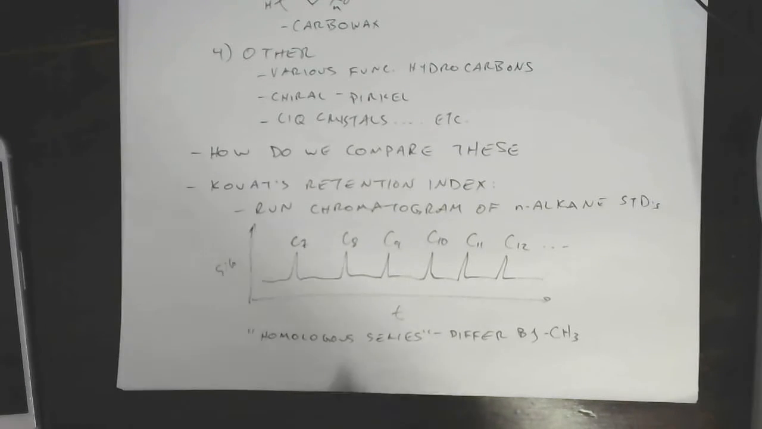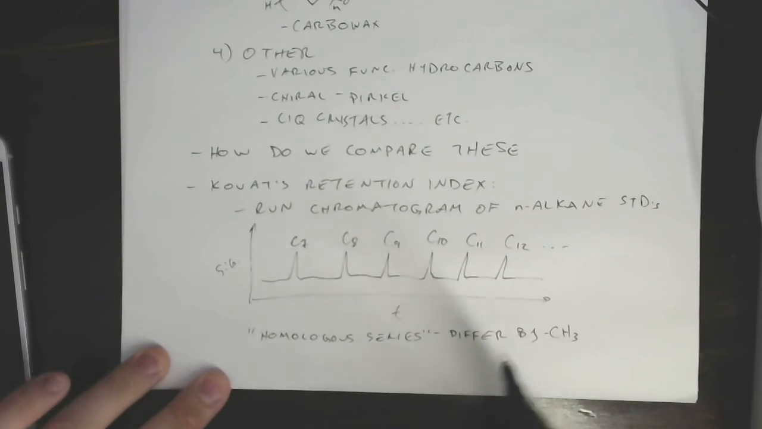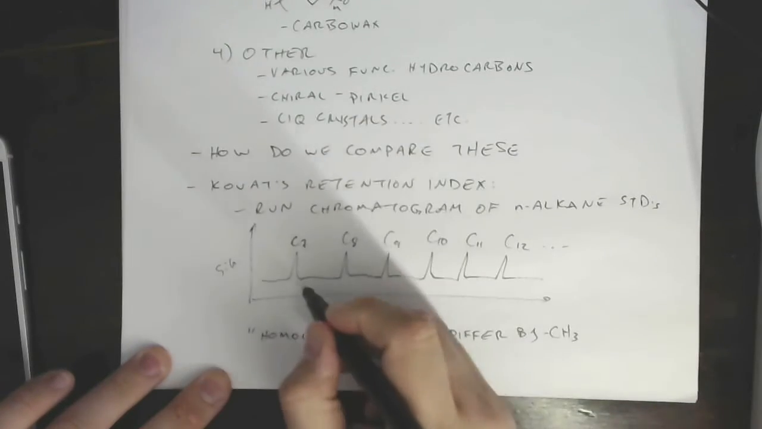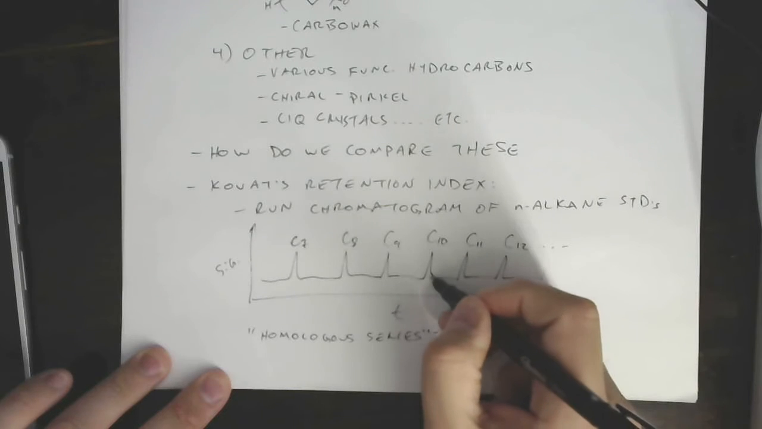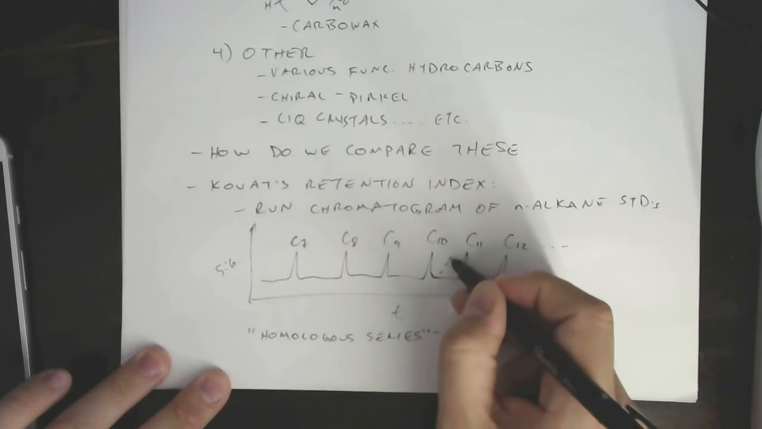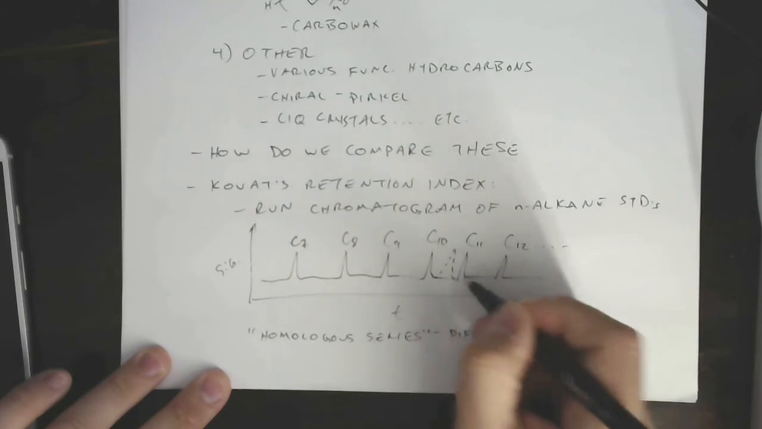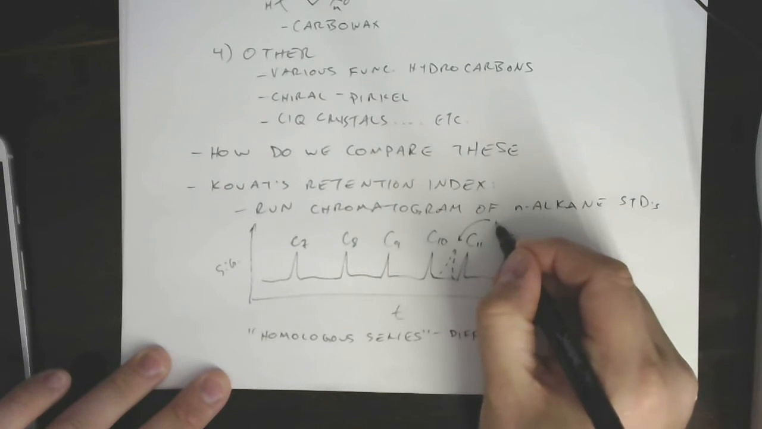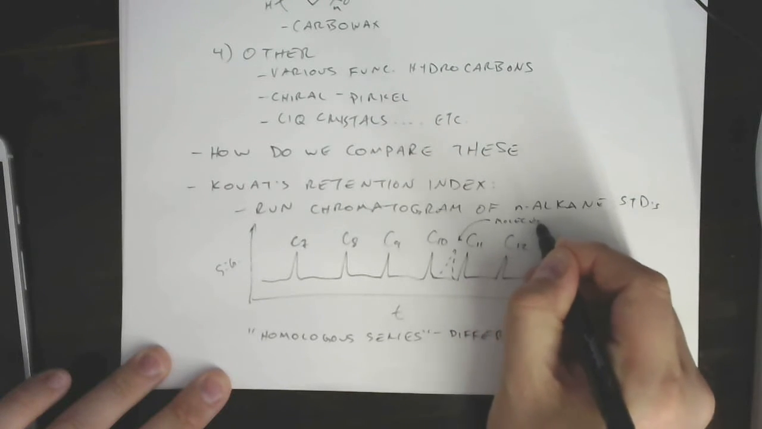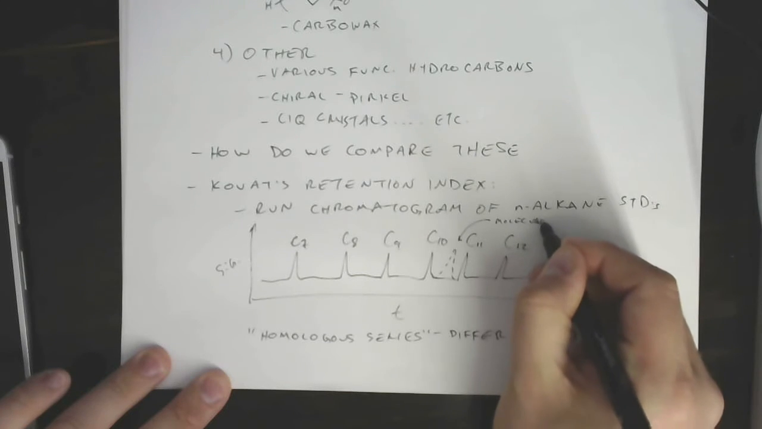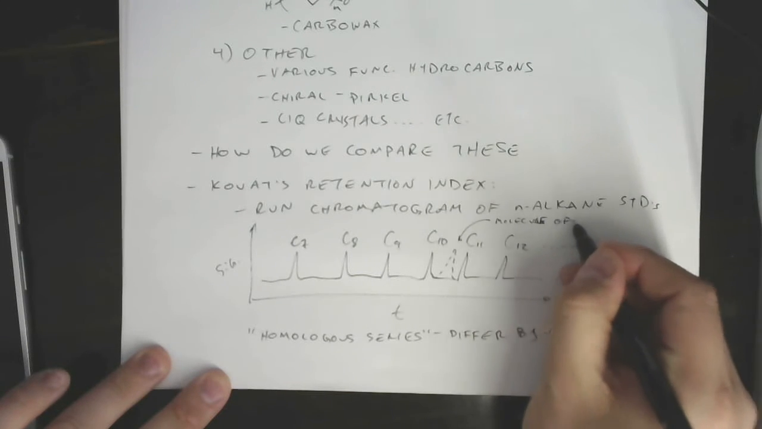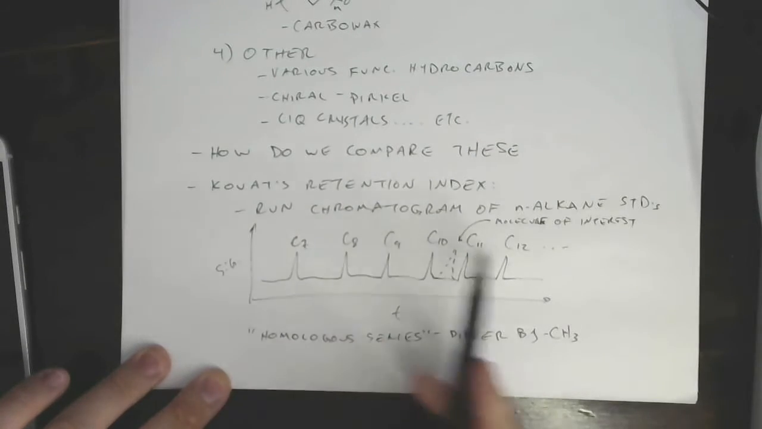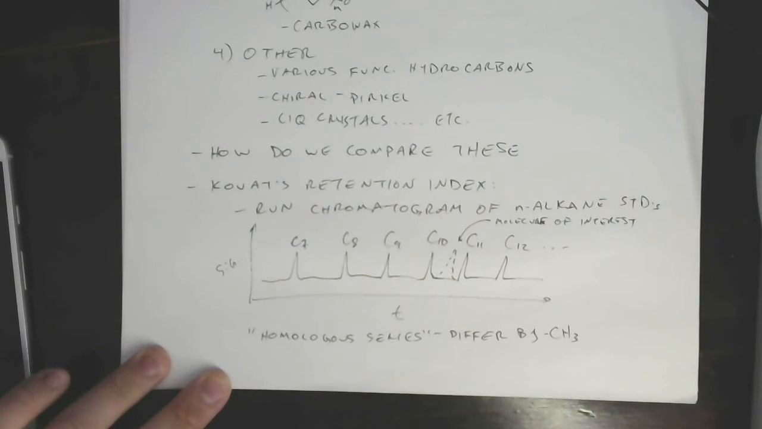The next thing you do is you take the same homologous series and you spike in your molecule of interest. So whatever that molecule is, it's going to pop up here as an extra peak. Let's say it comes up right here. So that dashed peak, that's your molecule of interest. It's the thing you are trying to produce a Kovats retention index for.